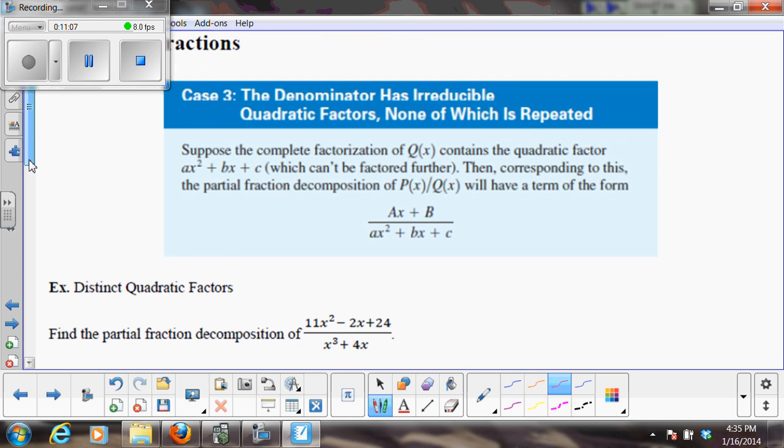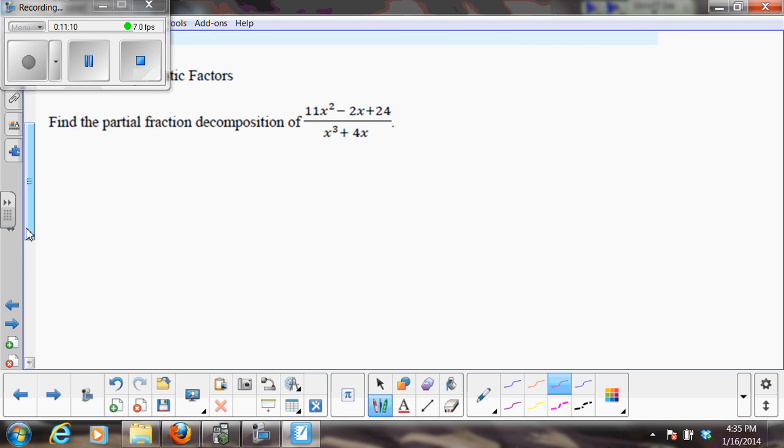Then if we have quadratic factors on the bottom, first you have to factor this. That's the number one rule. Factor the bottom. So this comes out to be x squared plus 4 with an x on the outside. So this is going to equal a over x plus, but when you have quadratic factors on the bottom, then you have linear factors on top. Okay, so we're still finding an a, b, c, but when there are quadratic on the bottom, it's a linear factor on top.